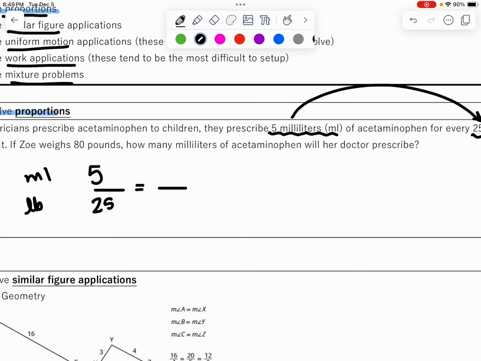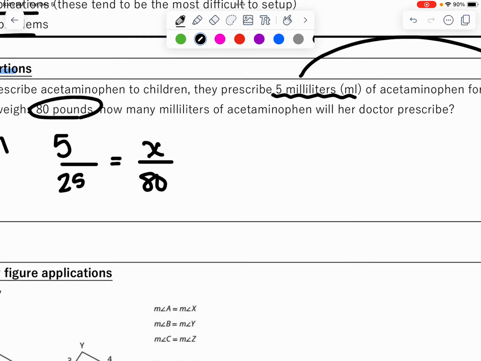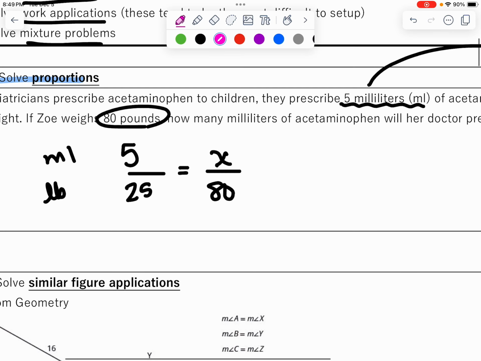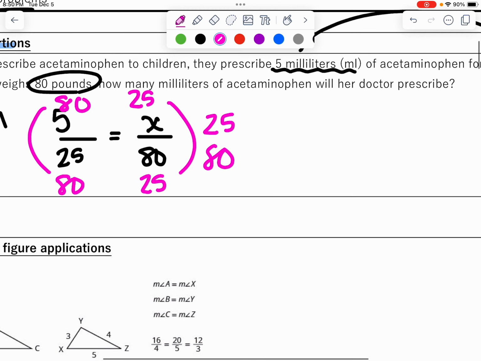We actually did this back in chapter 2. So let's see. Zoe is 80 pounds, so pounds goes in the bottom, and we need to know how much to give Zoe. The common denominator is 25 and 80. I'm just going to be lazy and just do 25 and 80. The common denominator is actually something smaller, I'm sure. But then I know that this 25 needs an 80 and this needs a 25. And if some of you are thinking, are you just cross-multiplying? Yeah, I am. And that's actually why you can cross-multiply.